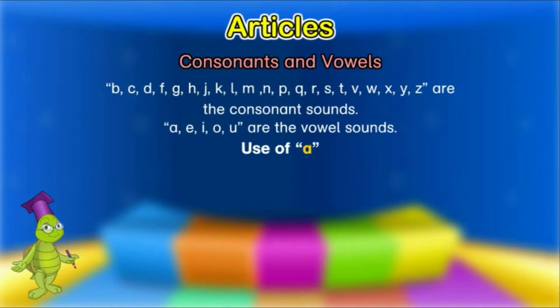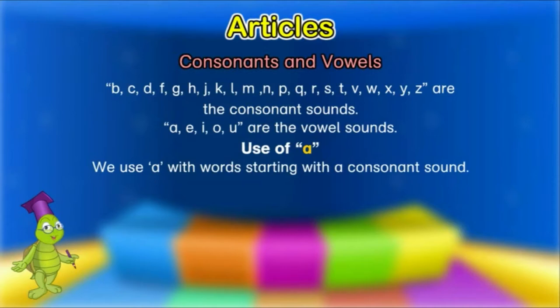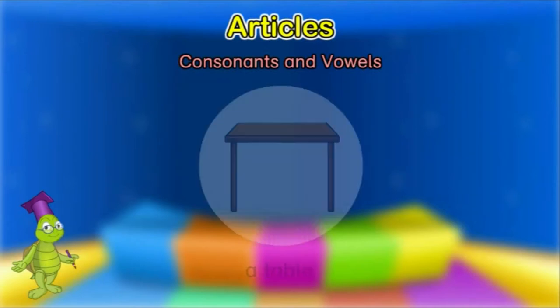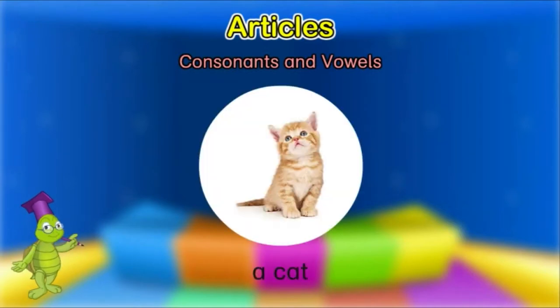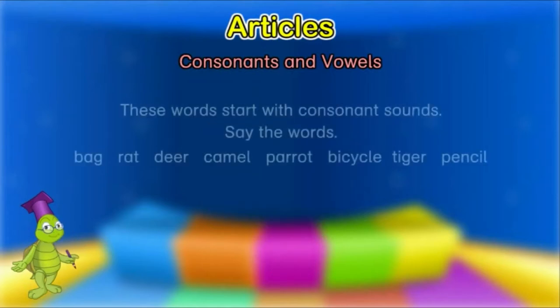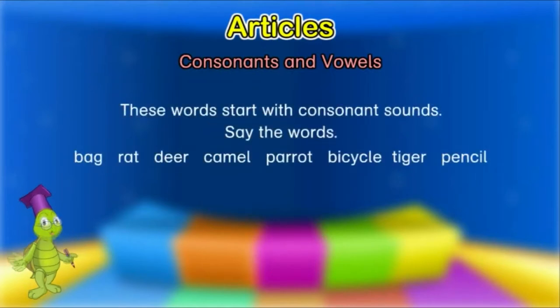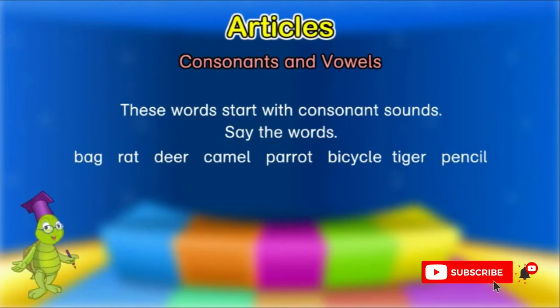Use of a. We use a with words starting with a consonant sound. A table, a lion, a fish, a cat. These words start with consonant sounds. Say the words: bag, rat, deer, camel, parrot, bicycle, tiger, pencil.